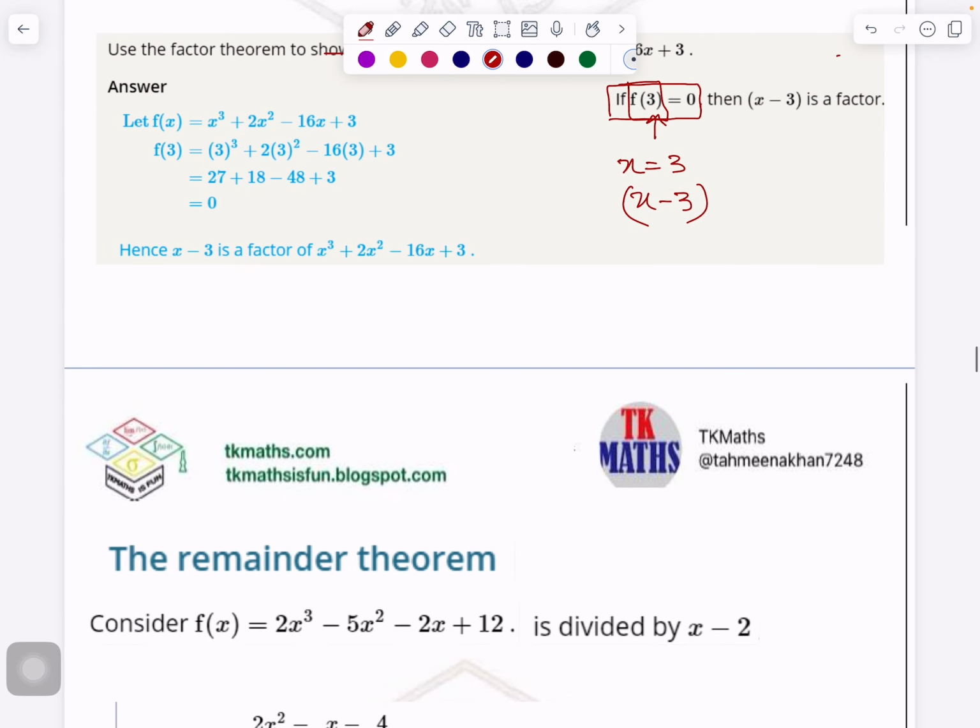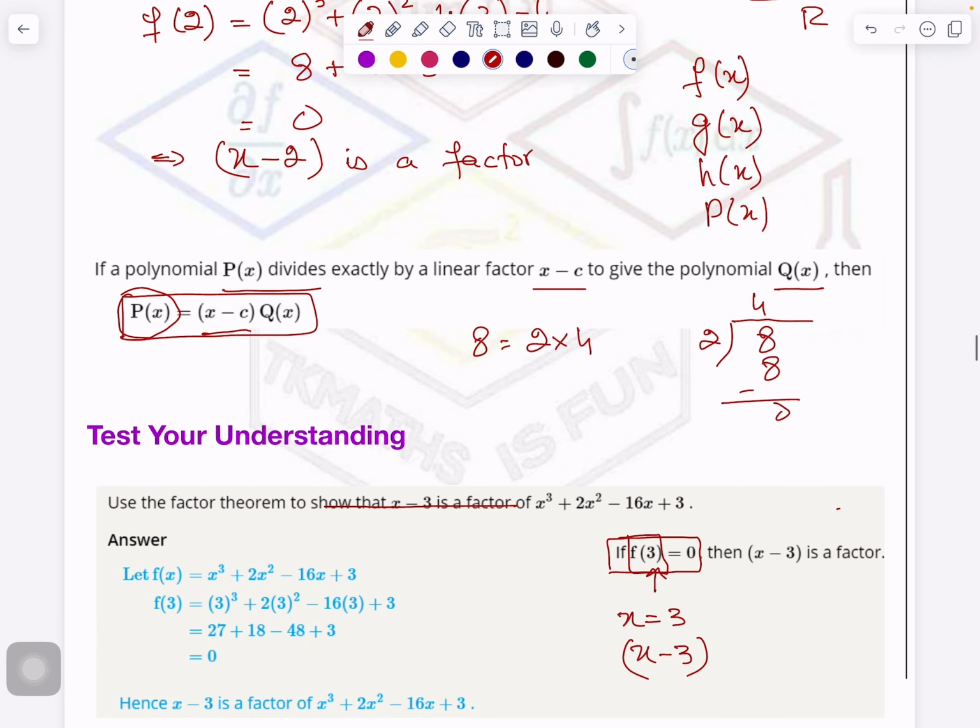So in the next video, we will see the remainder theorem. So this is the understanding of the factor theorem, and we will connect the remainder theorem with the factor theorem.